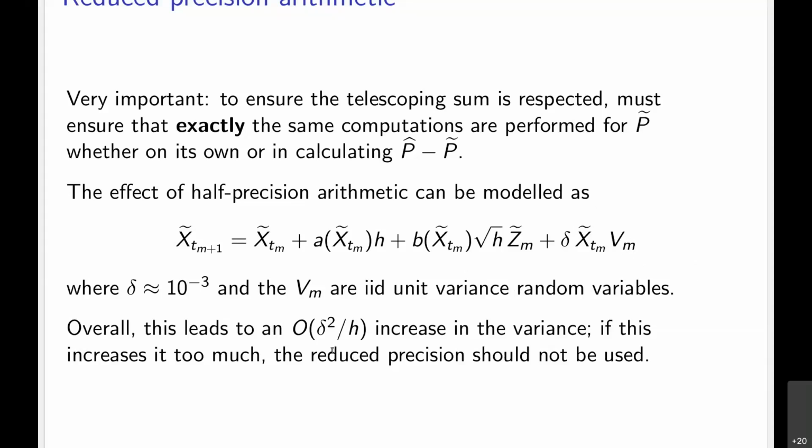So overall, that increases the variance by an amount of order delta squared over h. If this ends up being too large in terms of increasing the variance of the estimator for that four-way correction, then it's probably better not to use reduced precision. But certainly on the low levels, it is valuable.